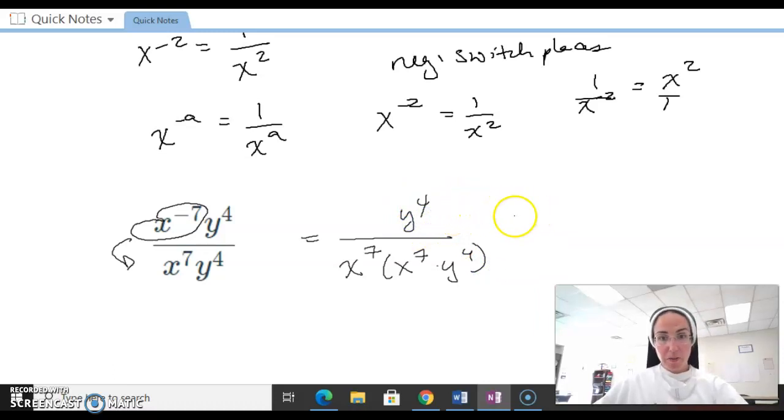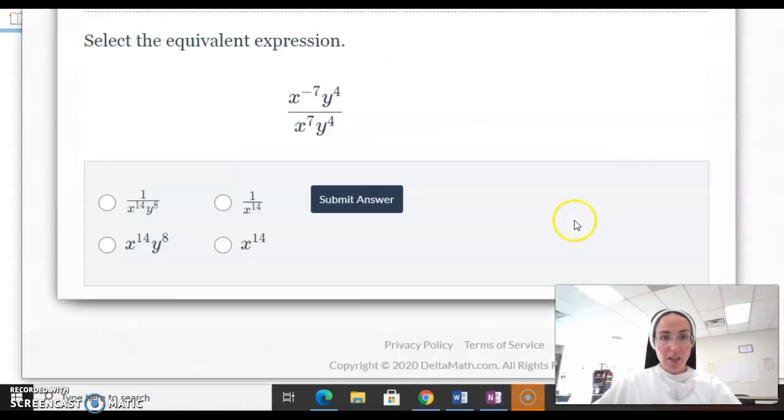There are no more negative exponents, so now we can just cancel and combine. Y to the 4th and y to the 4th can cancel, leaving 1. And x to the 7th times x to the 7th is x to the 14th. So our answer would be 1 over x to the 14th.